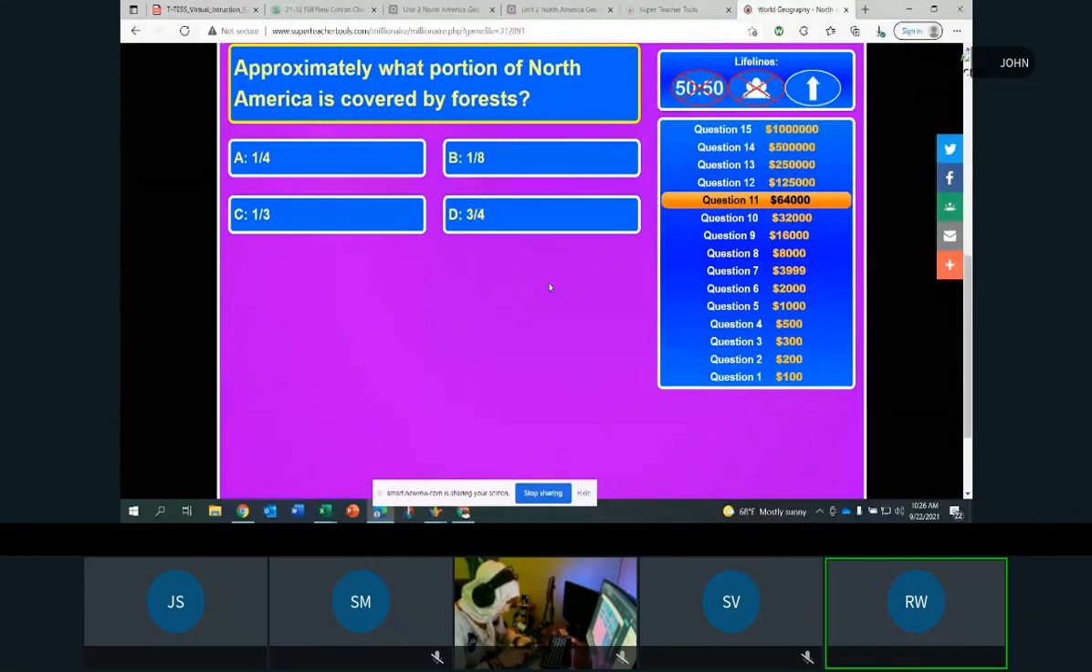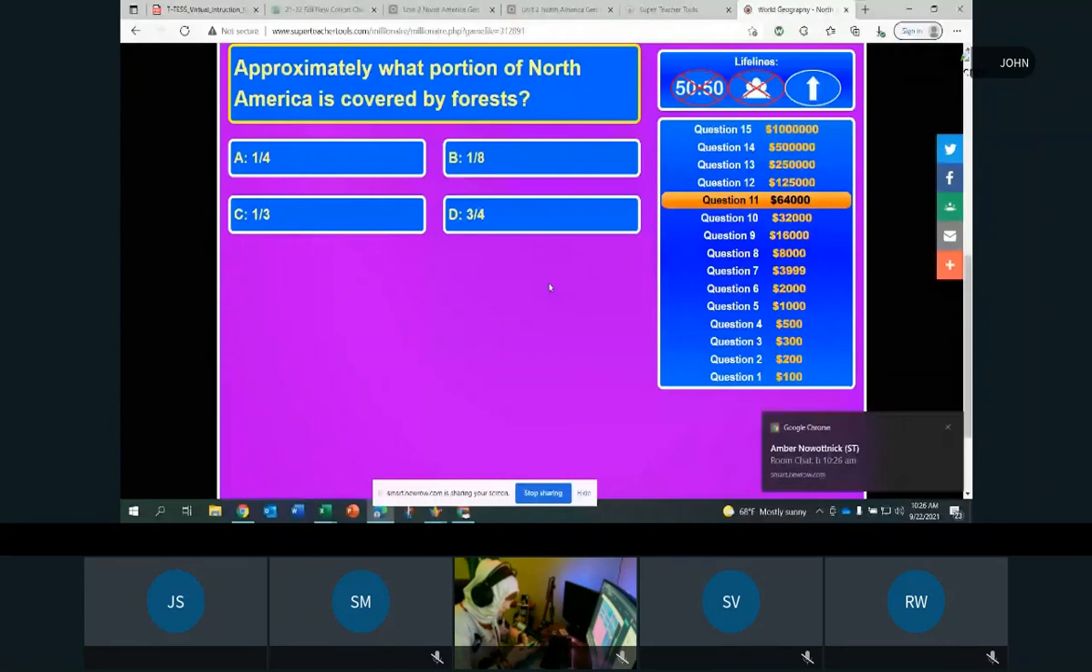Approximately what portion of North America is covered by forests? 1/4, 1/8, 1/3, or 3/4? Okay. 3/4 of North America is covered by forests. Wow, that's a lot of North America.